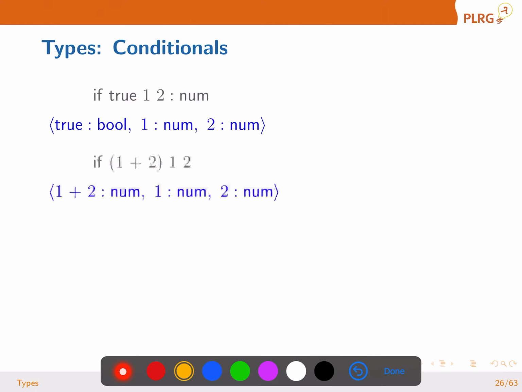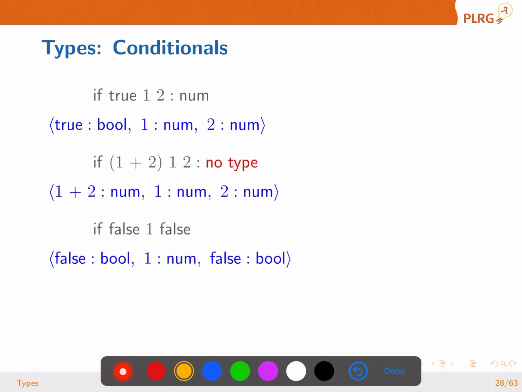Oh yeah, the if expression expects a Boolean condition, but this is a number, so I would say it's an error. How about this? Now the if expression has a Boolean condition, that's good. But the true branch has a number and the false branch has a Boolean. Meaning that depending on the value of the condition, this whole expression may have type number or Boolean.